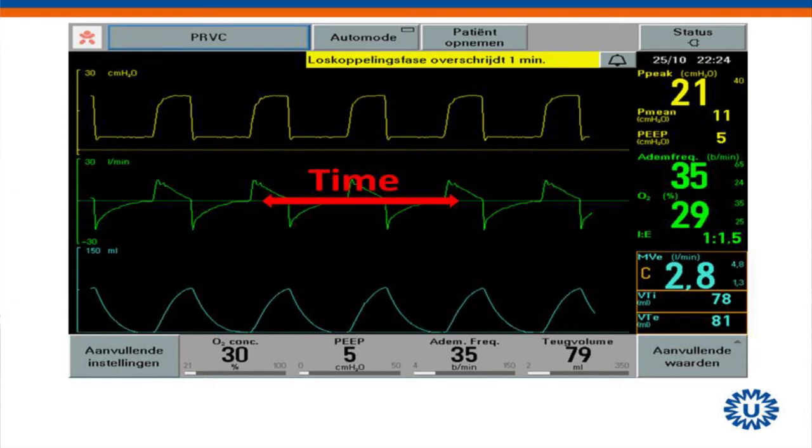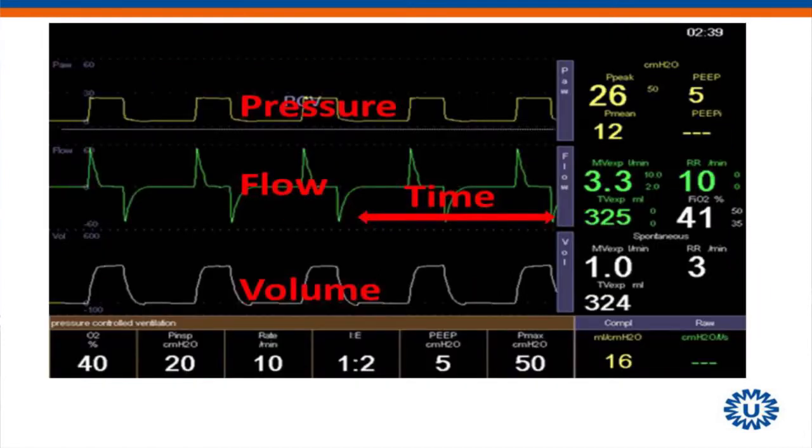Pressure, flow and volume plotted against time. Yeah, you can see here on this X the time. The screen can also look like this. It looks a lot like the first one, only the colors are different.